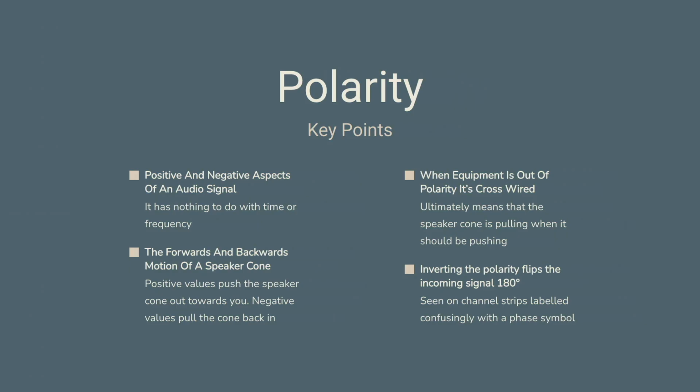And conversely, the capsule of a microphone works in exactly the same way, reacting to the changes in air pressure that a sound source will produce. And when a piece of equipment is out of polarity, it's cross-wired. So positive is attached to negative and negative is attached to positive. And this means that the speaker cone is pulling when it should be pushing. And this can happen anywhere. Cables, inside equipment even. Microphone cables can be wired incorrectly, and sometimes they can be a real struggle to try and find.